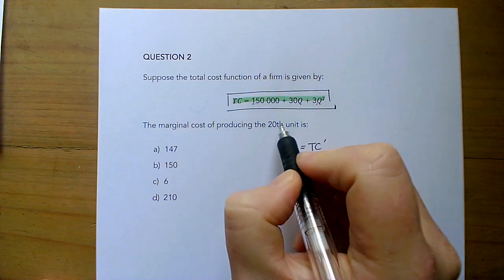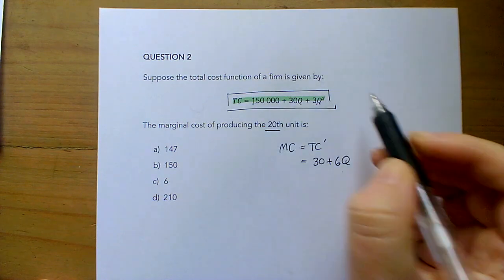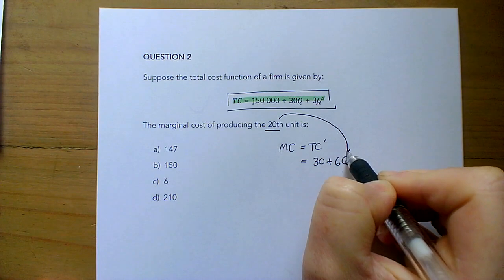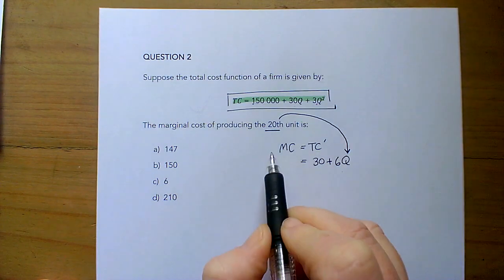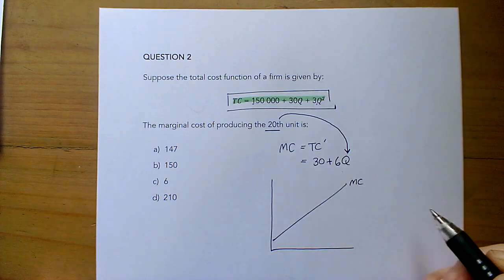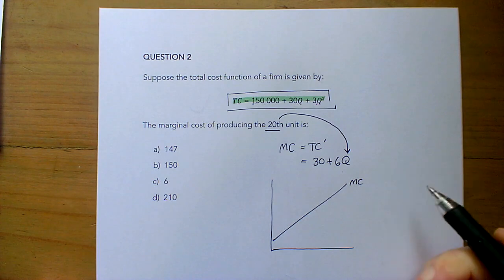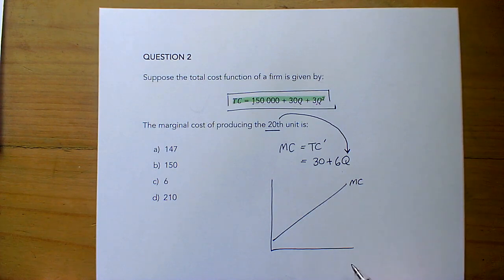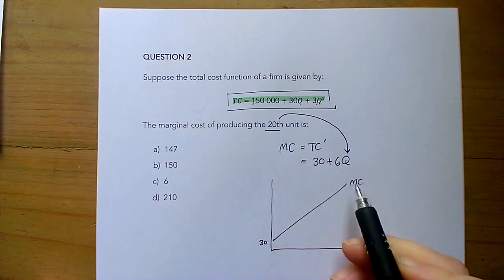What I can do now is take 20 and sub that in for Q. So the marginal cost function is simply that upward sloping linear line that we would have seen throughout the graphs shown in units 7 and 8. So the intercept is 30 and the slope is 6.